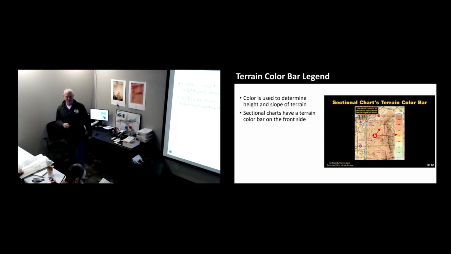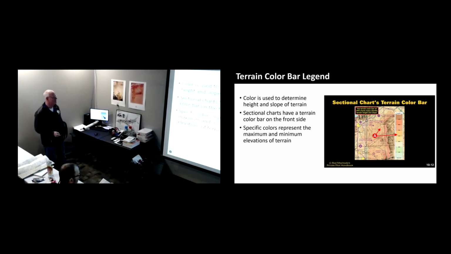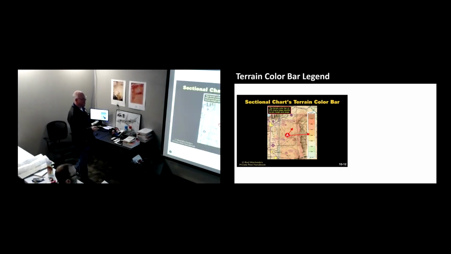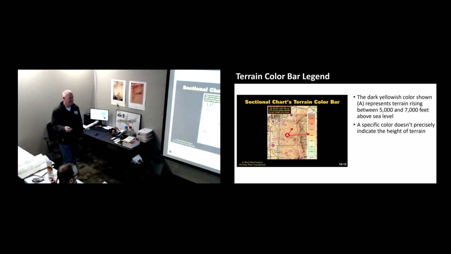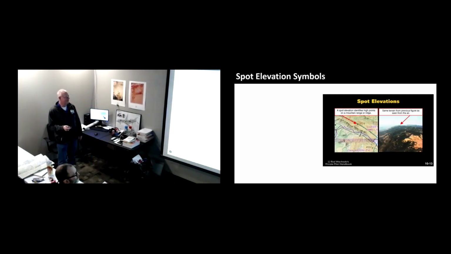Okay, everybody good so far with contour lines, slope, rising terrain? Okay, colors. Light green to higher brown, okay. All right, all good? Going through here.